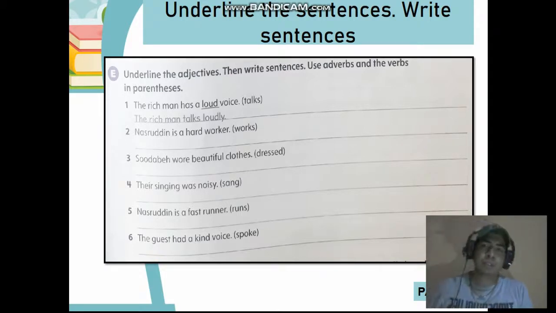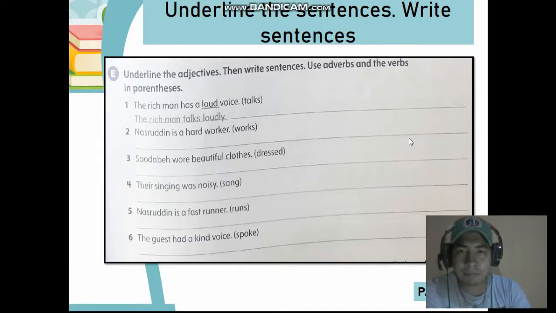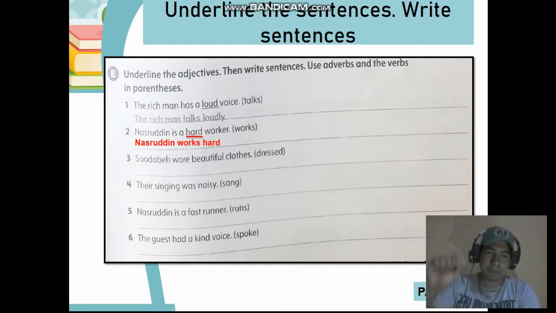Good. So now in sentence number 2, what will represent the adjective? Did you find that? Yes, it's hard. Hard was the correct one. And what was the sentence? Can you show me? Yes, Nasruddin works hard. That will be the correct sentence. If you have that sentence, then you can put a check mark on it.